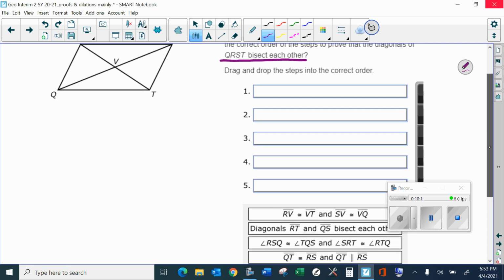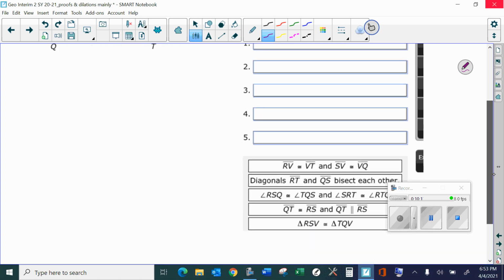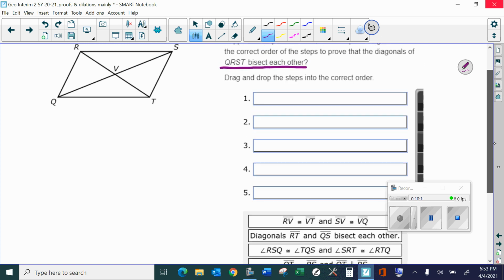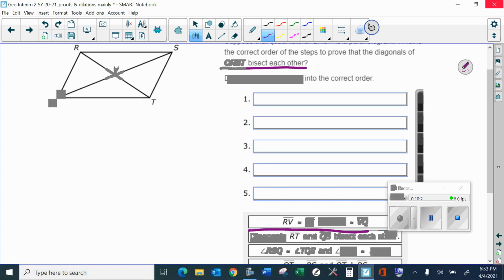So drag and drop. Well, obviously my last step is going to be diagonals RT and QS bisect each other. What you're trying to prove is always your last step. So that you can always put in there. Okay.